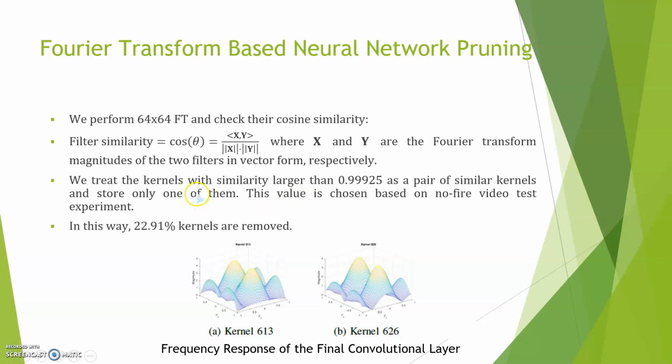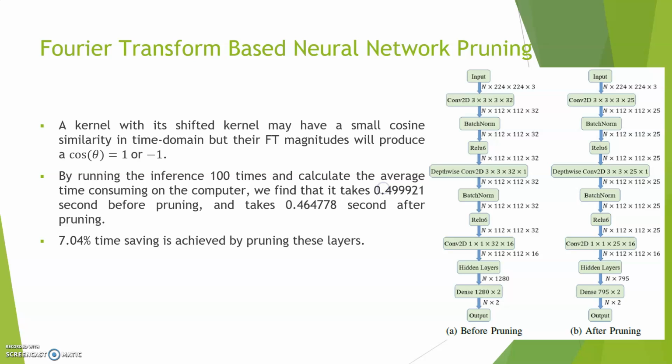We treat those kernels with similarity larger than 0.99925 as a pair of similar kernels and keep only one of them, and we can reconstruct the other one based on it. This value is chosen based on non-fire video test experiments. In this way, about 22% of kernels are removed.